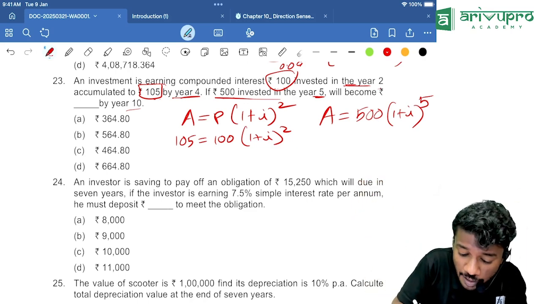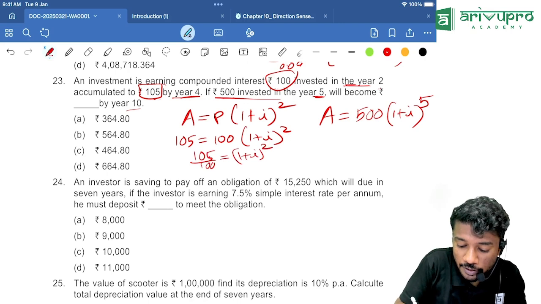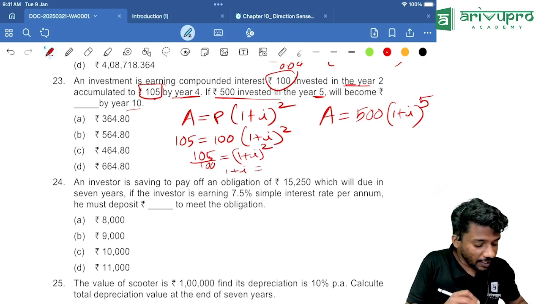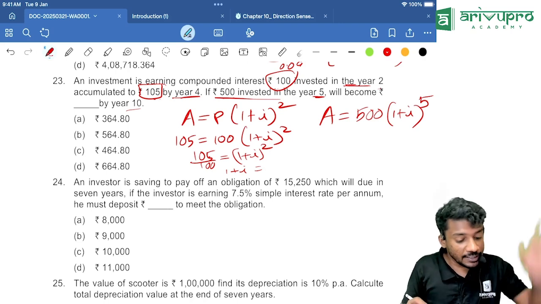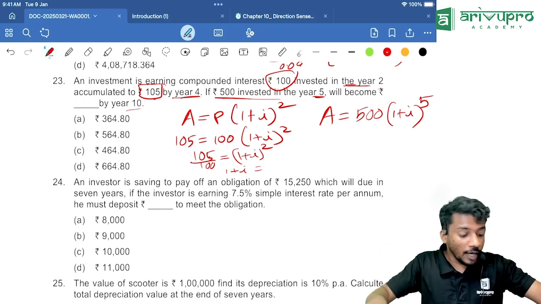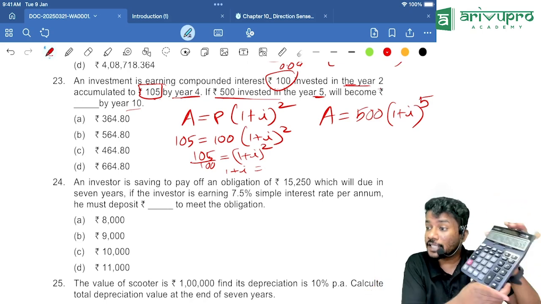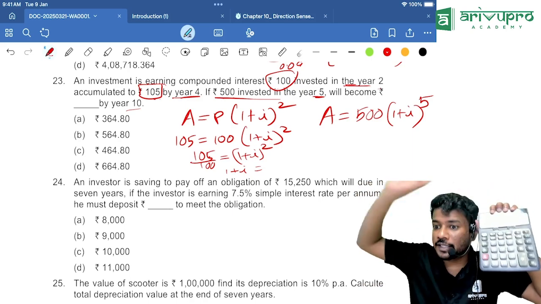First find 105 divided by 100, which is equal to (1 plus I) the whole square. 1 plus I is equal to how much? Root of 105 divided by 100 is how much? 1.05. Take the root. Some value you got, right? Whatever is there in the calculator, just write it there itself. Don't do anything else, just keep it there itself.